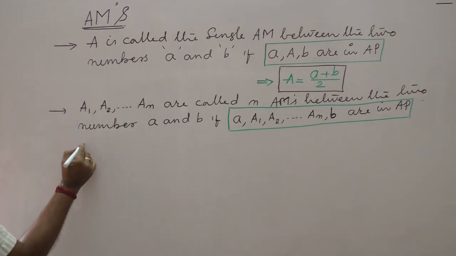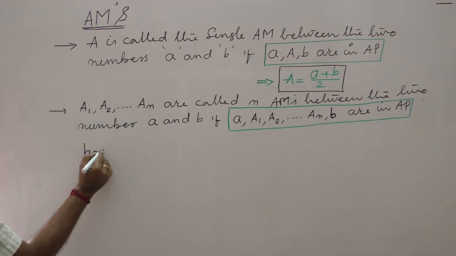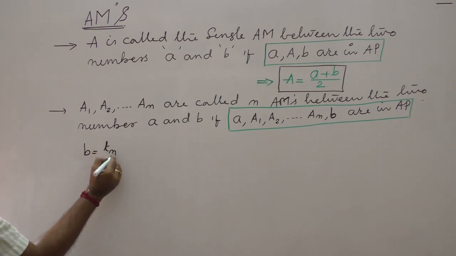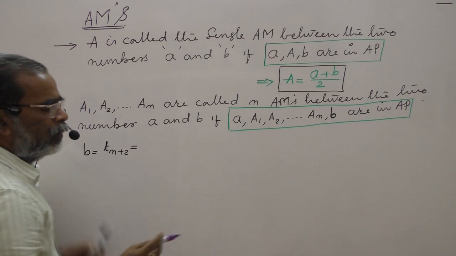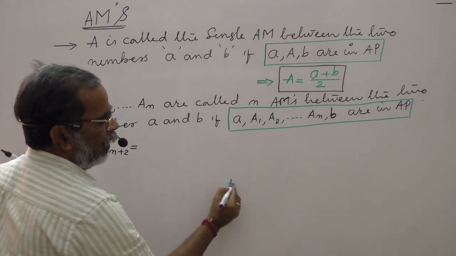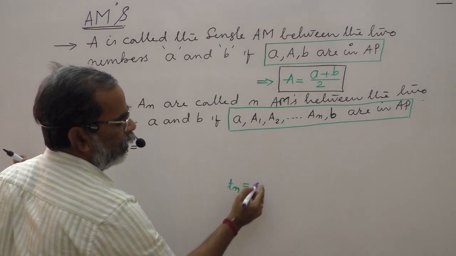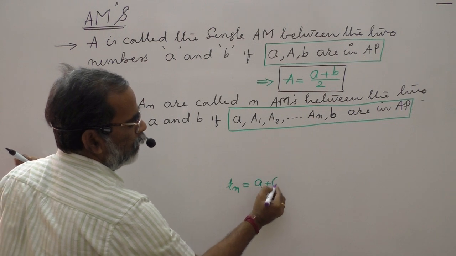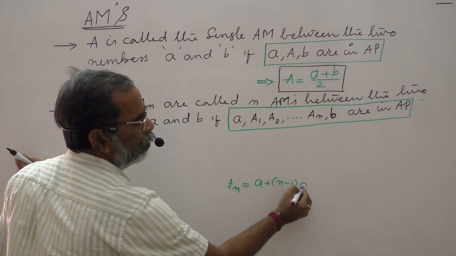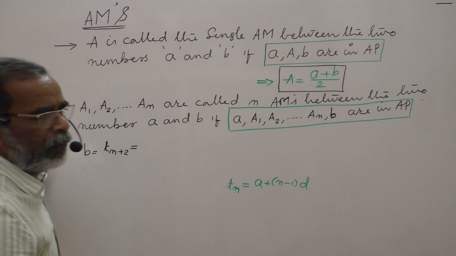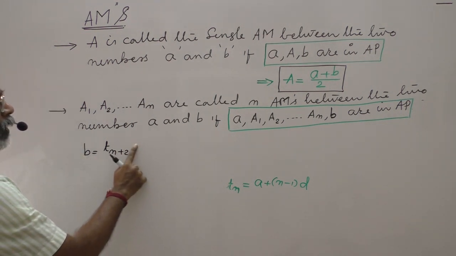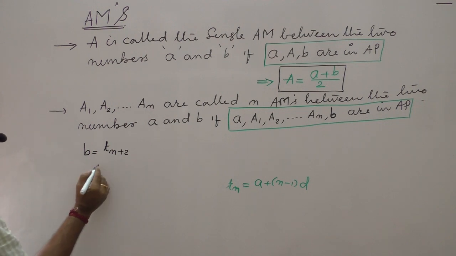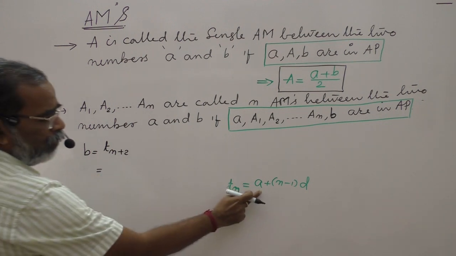B is the n plus 2th term. That is Tn plus 2. So how to write the nth term of an AP? We have seen the nth term of an AP is a plus n minus 1 into d. This is the way of finding the nth term. So what is b here? b is the n plus 2th term. Therefore, I will use this.